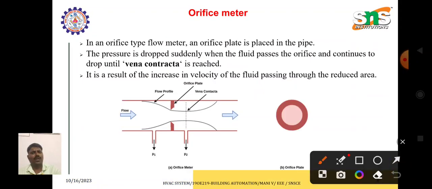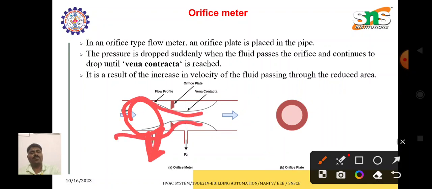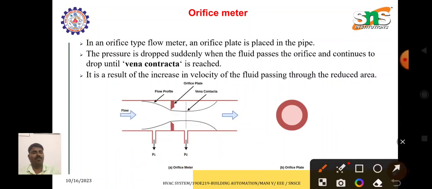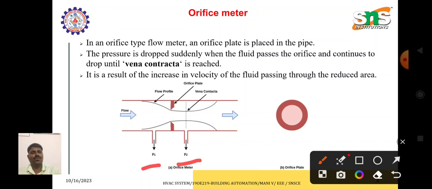Now imagine this is an obstruction. Here the pressure is very high because the obstruction is created, so the water or gas pressure is high. Only a little amount of water or gas will leak through this gap, so here the pressure is very low. Now we can compare these two pressures, pressure 1 and pressure 2, before the orifice and after the orifice. The difference between the two pressures can be measured, and this pressure signal is converted into an electrical signal, so that we can measure the flow rate across the pipe.